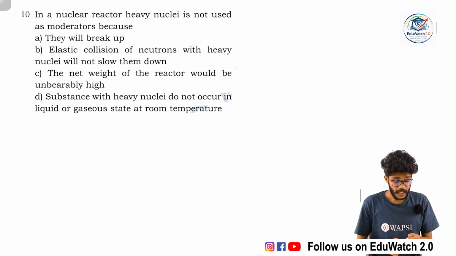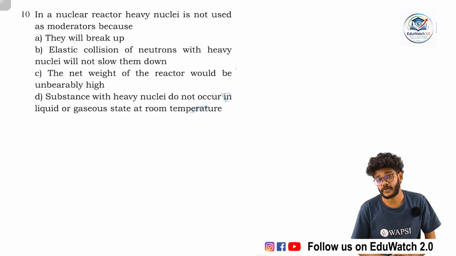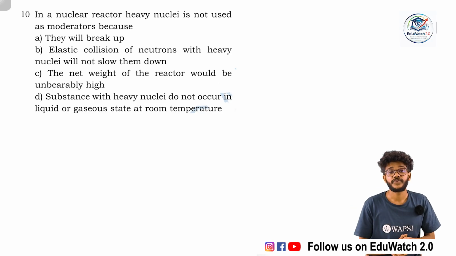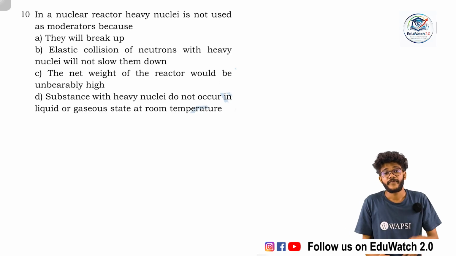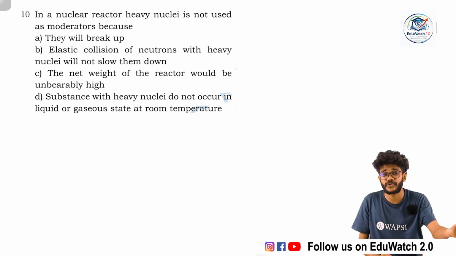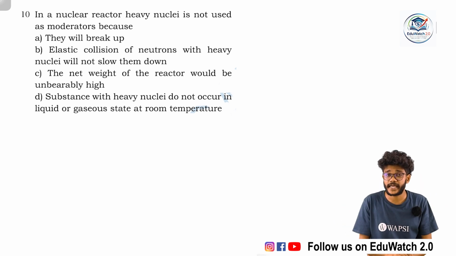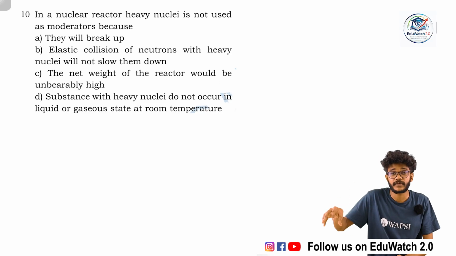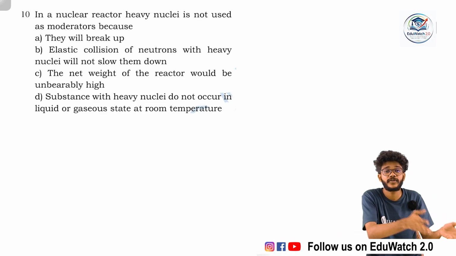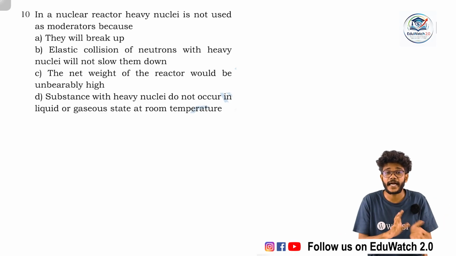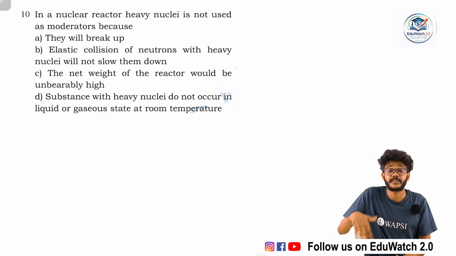the 10th question. In a nuclear reactor, heavy nuclei are not used as moderator, because... what is the function of a moderator in nuclear reactors? The moderator absorbs the extra neutrons created by a nuclear reaction. We know that nuclear reactions are chain reactions: once they start, they continue through all the atoms. This can only be stopped by absorbing the extra neutrons.